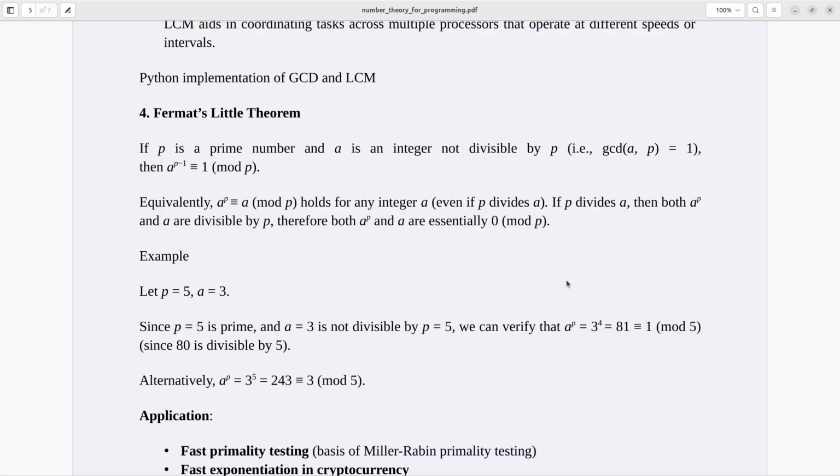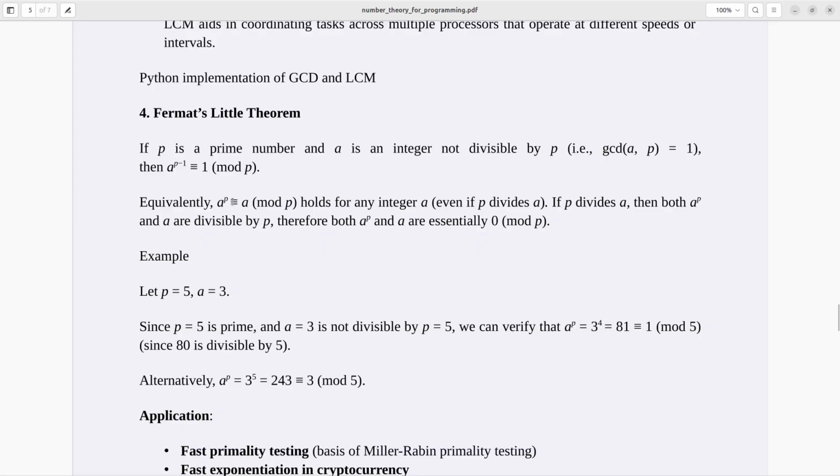And now let us talk about Fermat's little theorem. If P is a prime number and A is an integer not divisible by P, that means if A and P are co-prime, then we would say that A to the power of P minus 1 is congruent to 1 with modulus P. That is the meaning of this theorem, okay? The condition to use this theorem is that A and P would have the greatest common divisor as 1, okay?